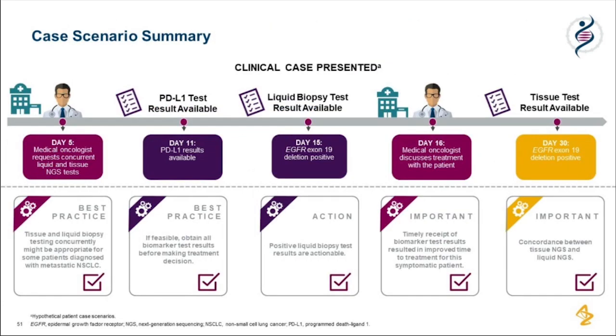So the case scenario summary: on day 5, the med-onc requests concurrent liquid and tissue NGS testing. PD-L1 comes back on day 11. Liquid biopsy results come back on day 15. Day 16, the med-onc meets with the patient, and then on day 30, the tissue test results are available and align with the plasma results.